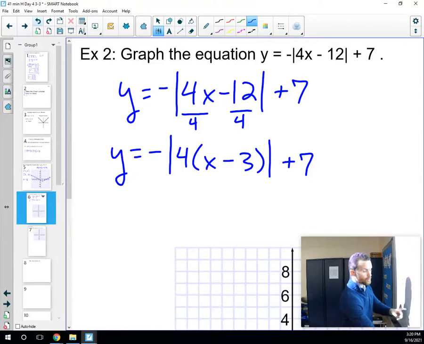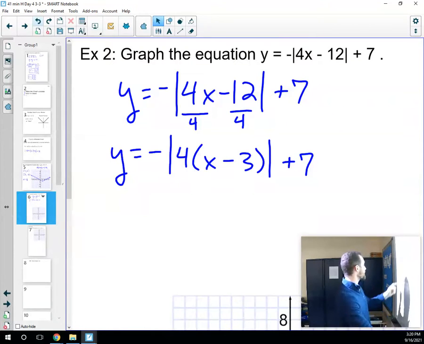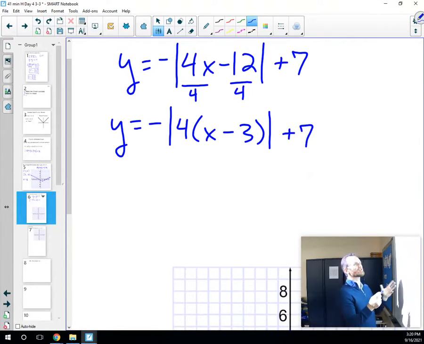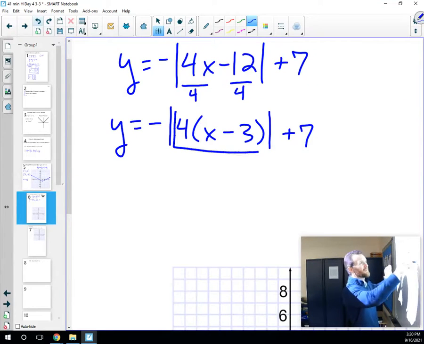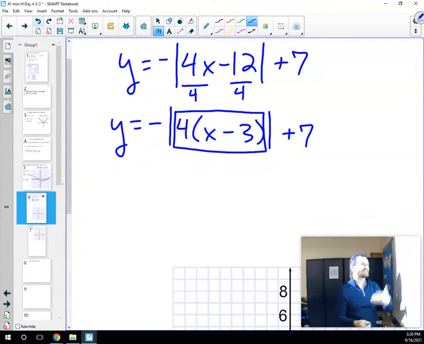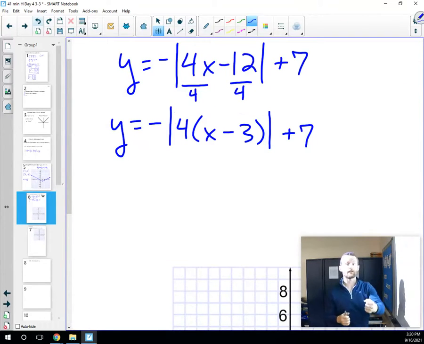Now, we're ready to use our absolute value property, because this is still not vertex form. Okay, we've got the invisible 1 there, but inside the absolute value, it's supposed to just be x minus h. Here we've got 4 times parentheses. That's no good. But we can get around this.